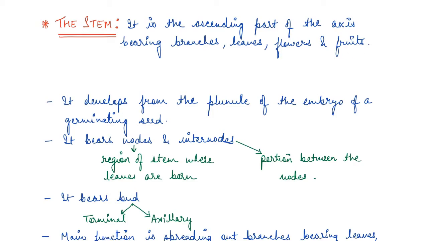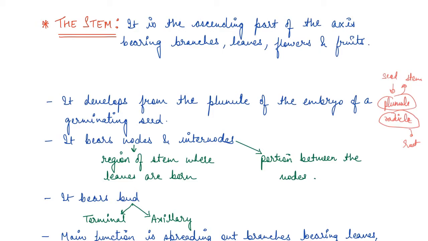Now, how does it develop? So the stem basically develops from the plumule of the embryo of a germinating seed. In the last chapter, I told you that when a seed germinates, it is basically germinating into a plumule and a radicle, right? And from plumule develops stem, and from radicle develops root. So it develops from plumule of the embryo of a germinating seed, right?